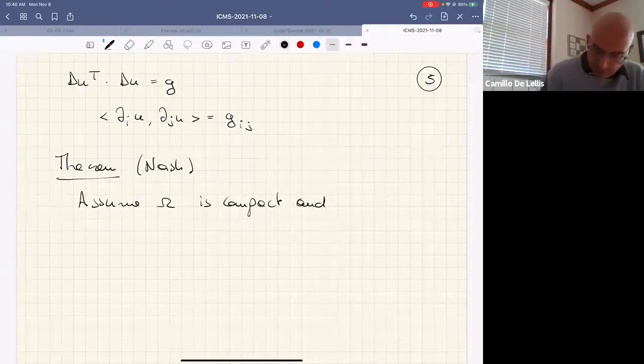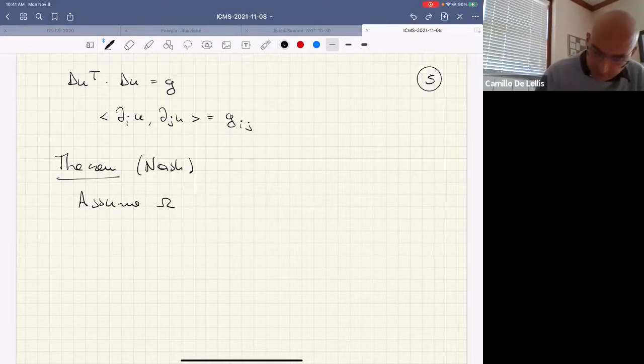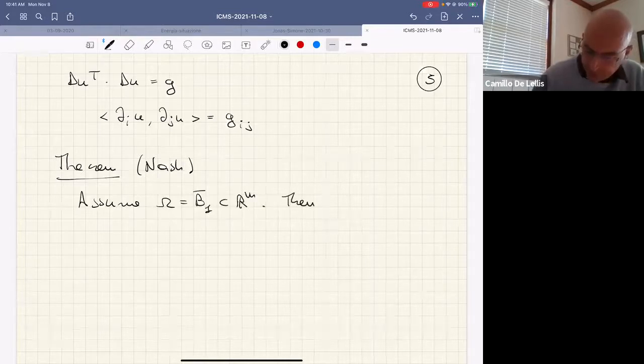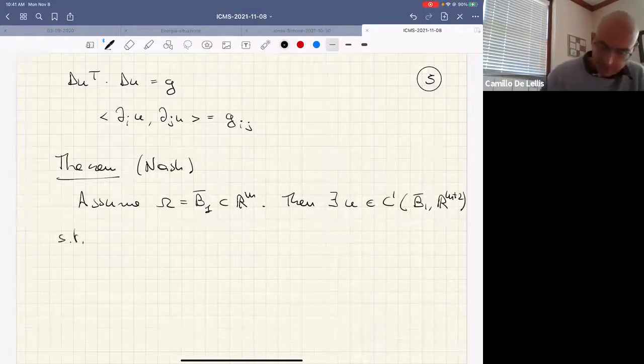In fact, assume omega now. If I'm assuming that omega is compact, maybe I can even assume that omega is equal to a ball, just for the sake of simplicity. So let me assume that this one is like the closed ball inside Rm. Then there exists U in C1 of this ball, taking values in Rm plus 2, such that U is an isometric embedding, is an isometric immersion. Sorry, let me also not care about being an embedding.